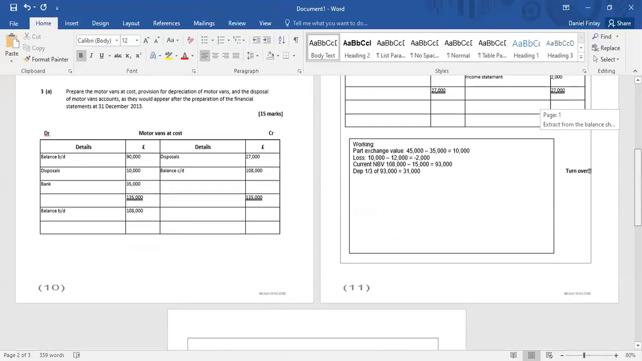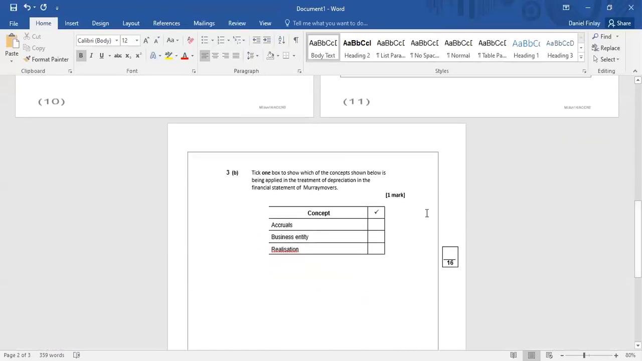15 marks. And then the 1 mark at the end just says tick 1 box to show which of the concepts shown below has been applied in the treatment of depreciation. Well, depreciation has to happen yearly, so that means it's in the accruals, because otherwise, if I didn't have it yearly, if I just depreciated it when I sold it, it wouldn't depreciate equally each year. So it would be this one. This essentially makes no sense for this one. In realization, well, there's been no transaction apart from the sale of it. There's no transaction for depreciation.